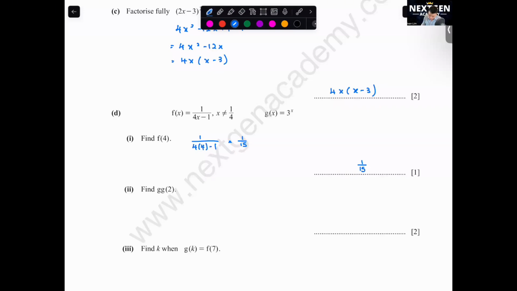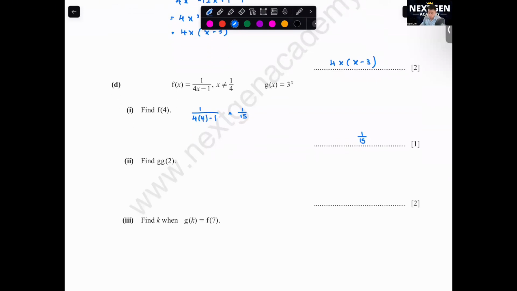Next one, find g(2). This is a composite function, so you do the behind part first. Find what is g(2). g(2) is 3 to the power of 2, which is equal to 9. So here you get 3 to the power of 9. Okay, calculate this. You get 19683.